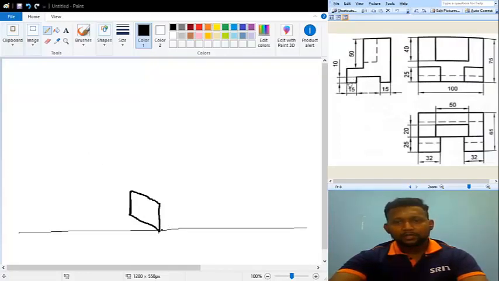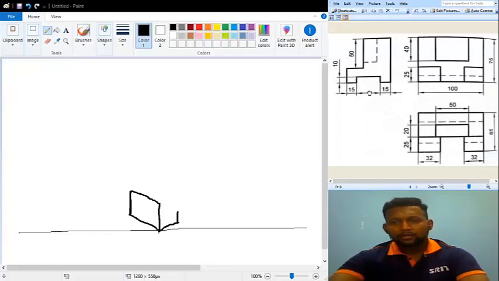Here I have a breadth distance of 15 mm. To the right side, inclined at an angle of 30 degrees, I draw 15 mm, and after that I have a small distance of 10 mm. I am drawing that 10 mm, and after that I have a distance which is not mentioned over here.